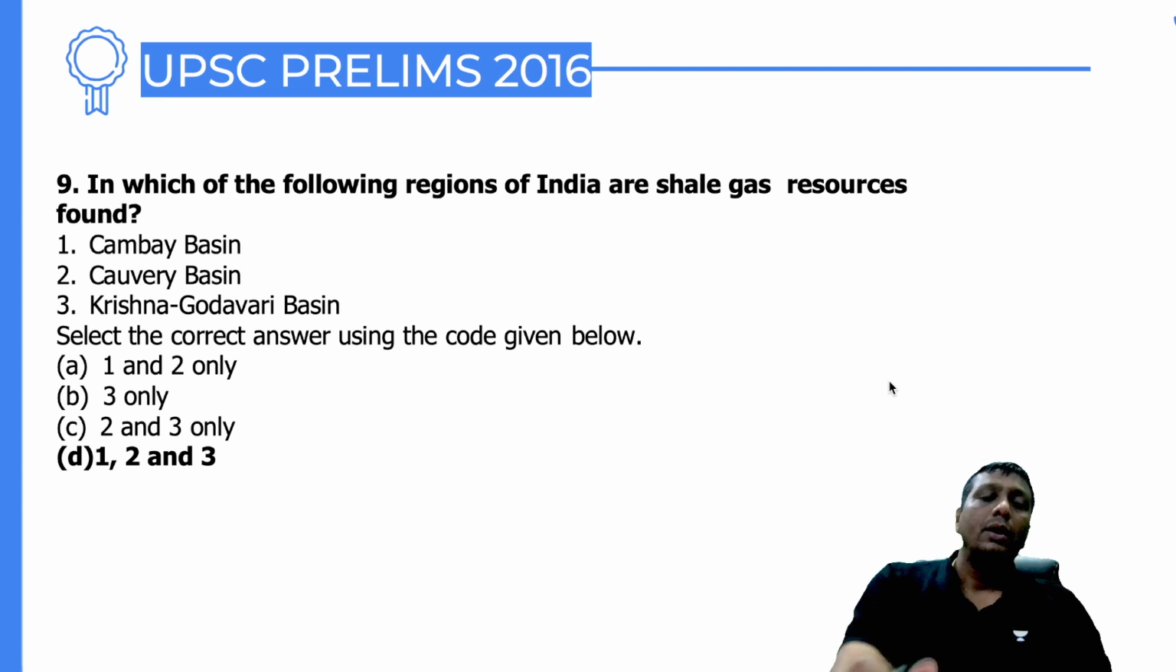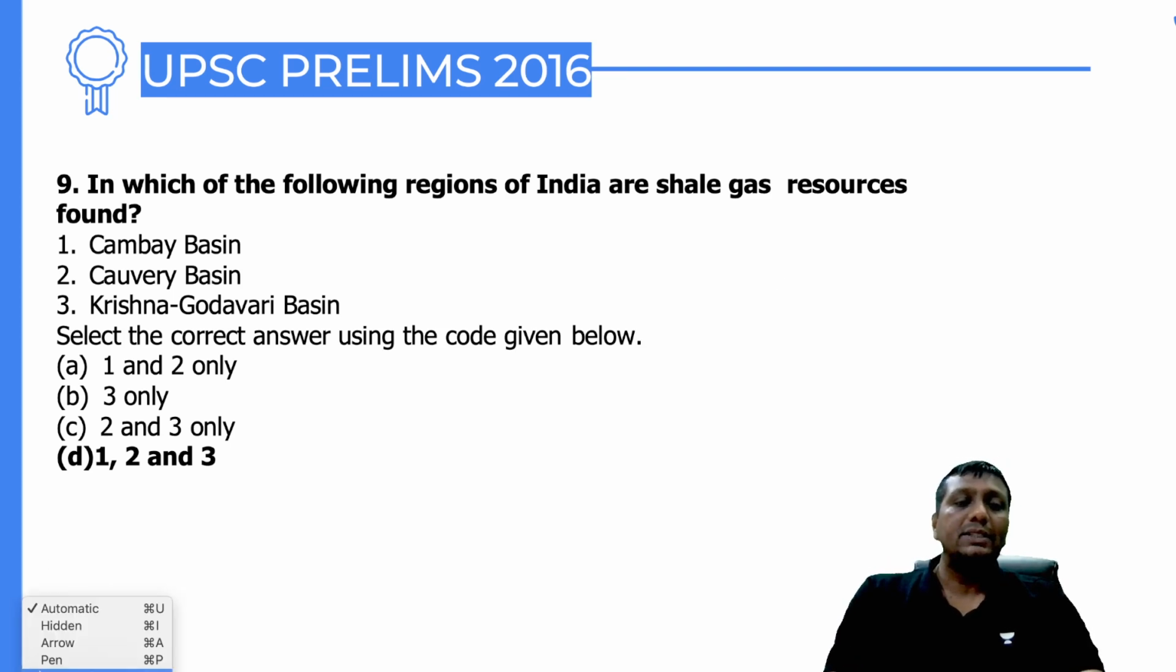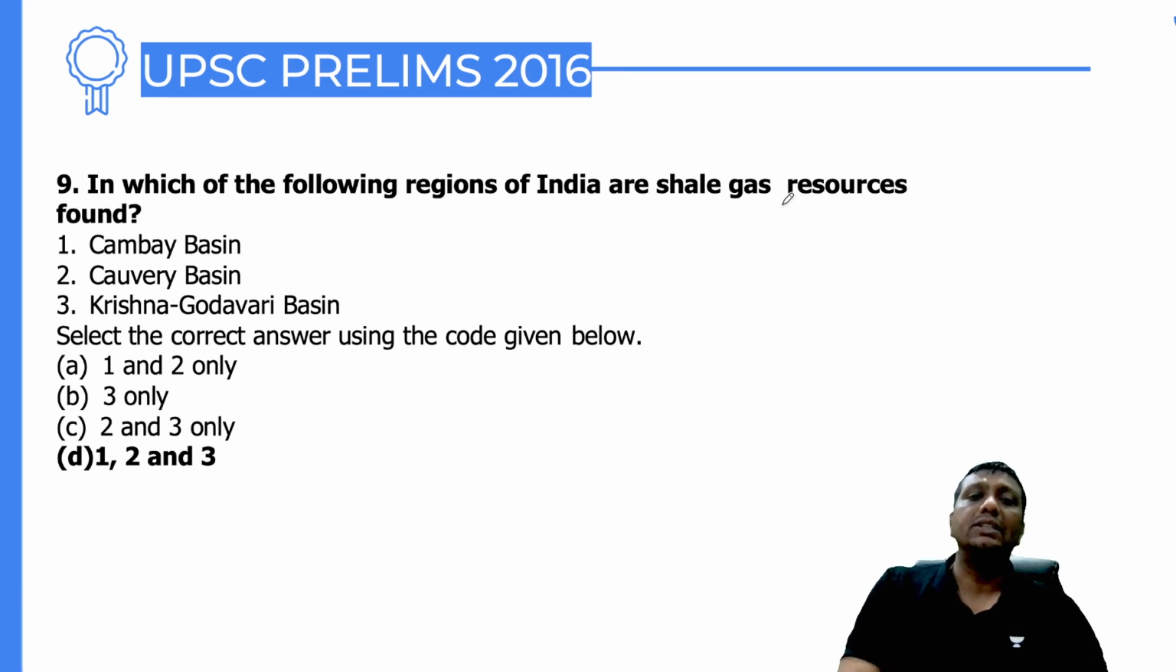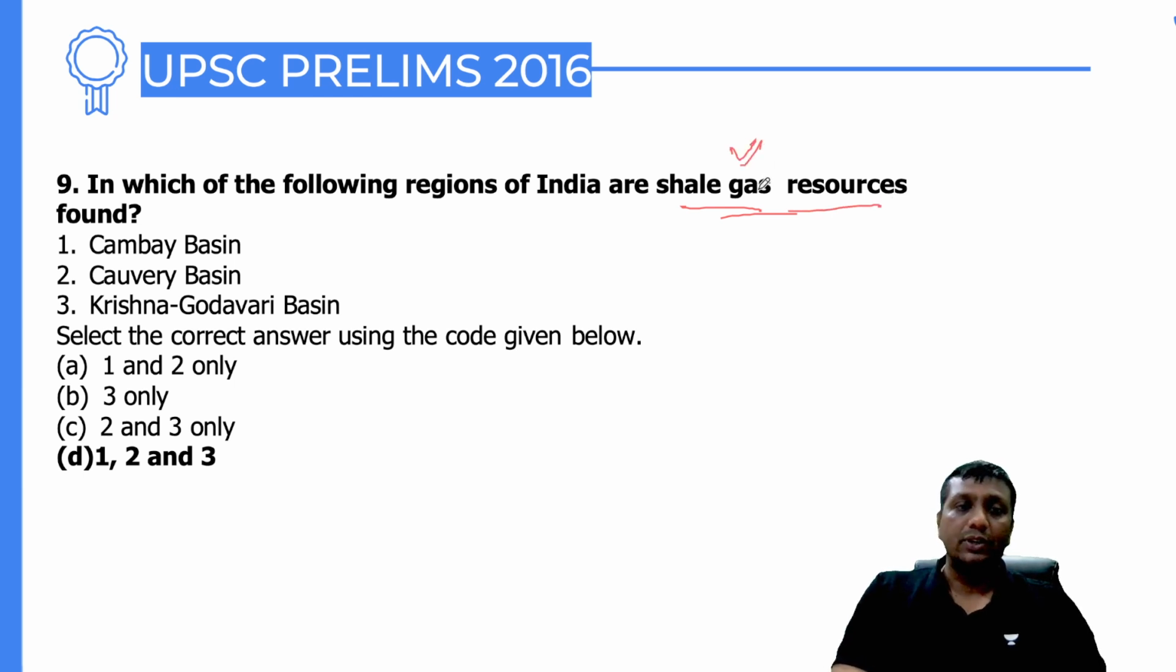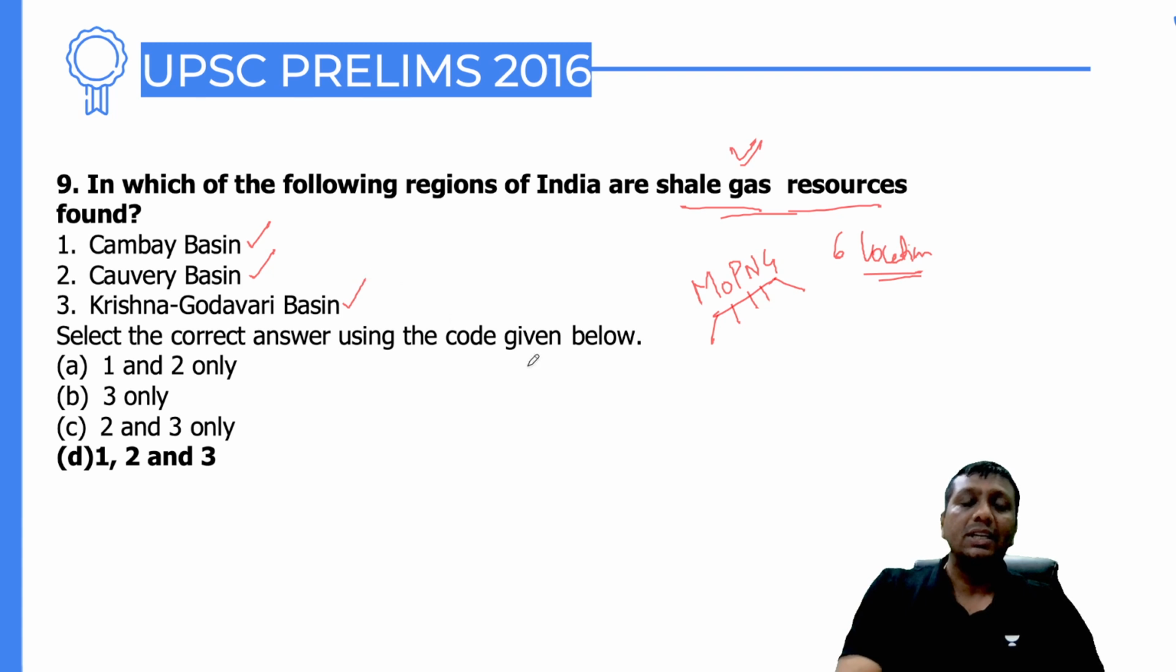Question number 9: UPSC asked, in which of the following regions of India are shale gas resources present? The options are Cambay Basin, Kaveri Basin, Krishna Godavari Basin. It's a factual question. I'll tell you, guys, according to MOPNG, the Ministry of Petroleum and Natural Gas, 6 locations are identified in India where shale gas is present. Cambay Basin is right, Kaveri Basin is right, Krishna Godavari is right.